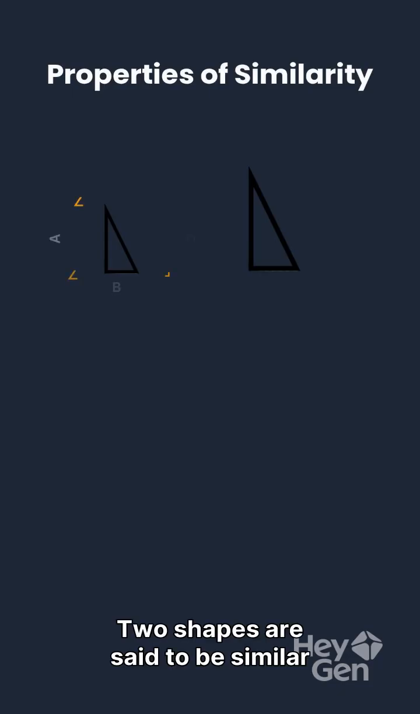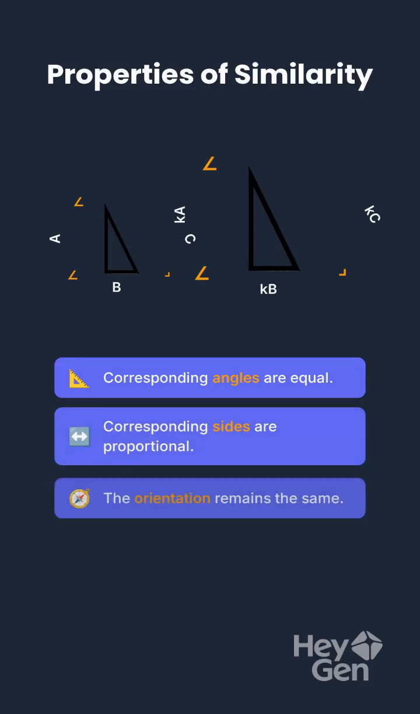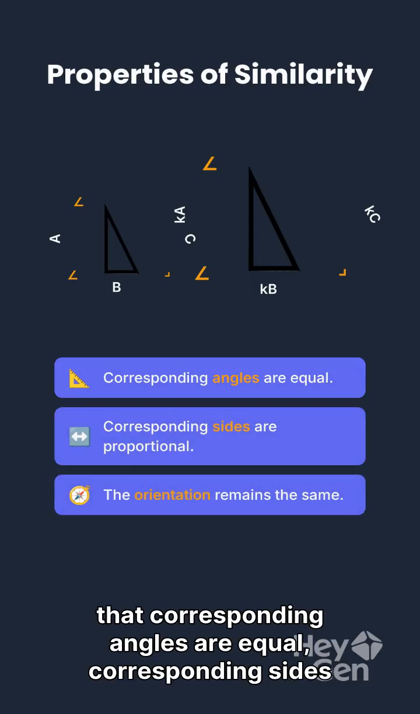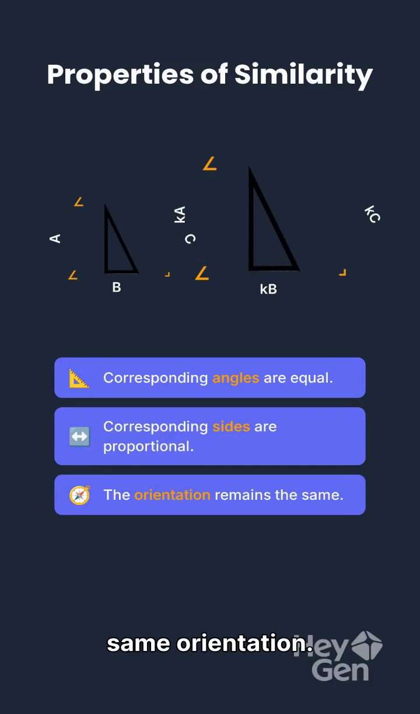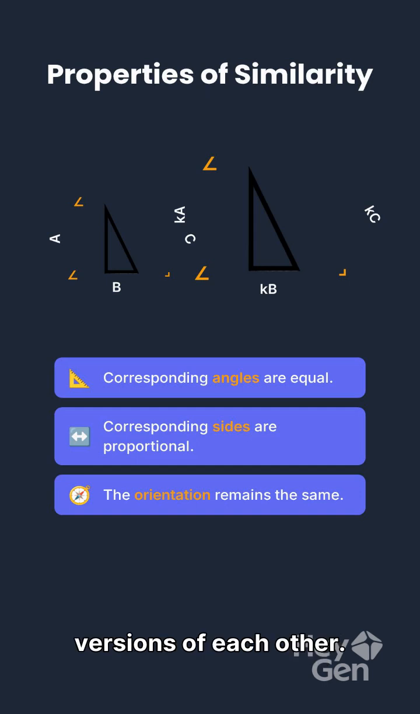Two shapes are said to be similar if they have the same shape, but not necessarily the same size. The key properties of similar figures are that corresponding angles are equal, corresponding sides are proportional, and the shapes have the same orientation. Similar figures may be enlarged or reduced versions of each other.